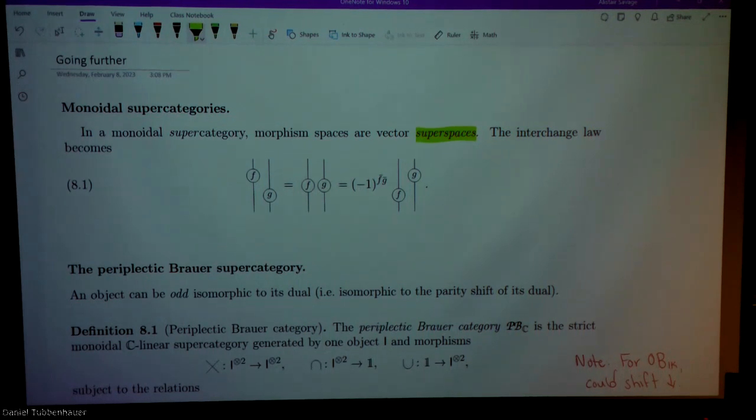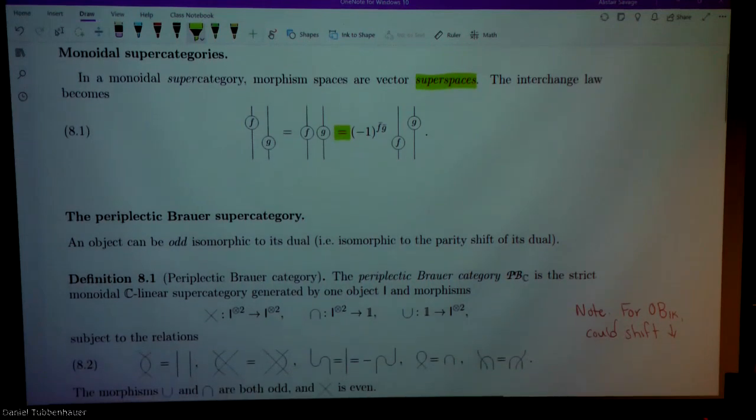And the only real thing that changes in practice is that your interchange law picks up a sign. So now when you move two morphisms past each other via this kind of rectilinear isotopy, if they're both odd, you pick up a sign. That's really the only difference. So you can still manipulate all these string diagrams. You just have to be careful when things change height that you might pick up a sign.